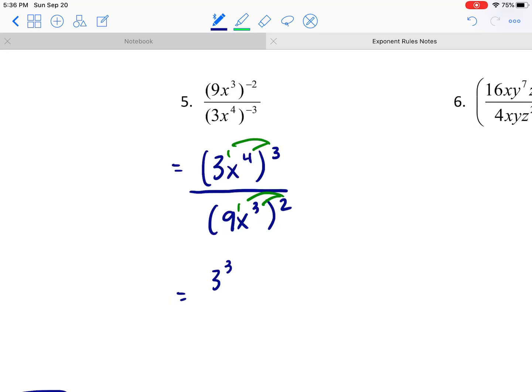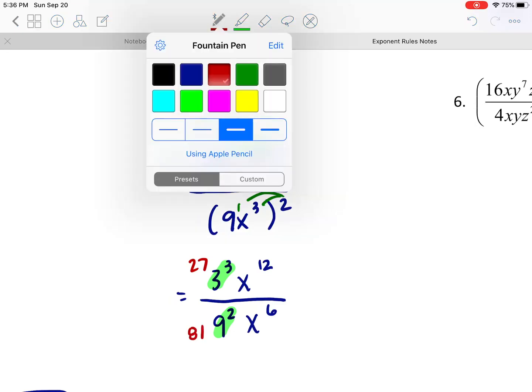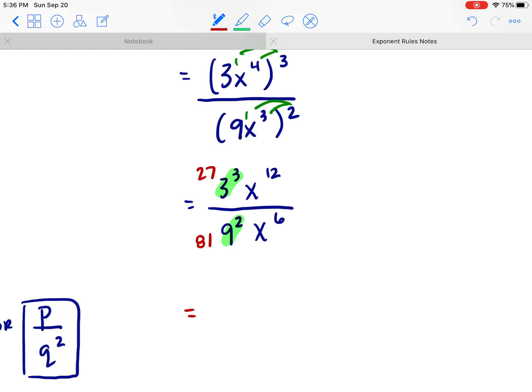So we're going to have 3 cubed and then x to the 12th on the top. And then we're going to have 9 squared and x to the 6th on the bottom. Let's fix these coefficients, 3 cubed and 9 squared. Do we know how much 3 cubed is? 3 times 3 is 9, times another 3 is going to make this 27. And then 9 squared, 9 times 9 is going to make this 81. Okay, so now we're ready to do our division. So when we divide 27 by 81, it doesn't divide.